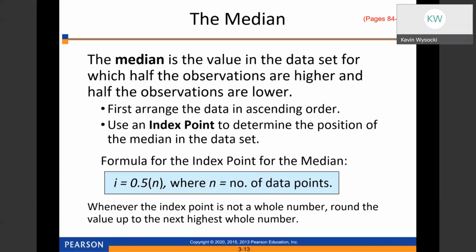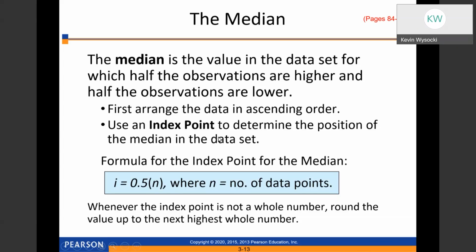The next measure of central tendency is called the median. The median is the value in the data set for which half of the observations are higher and half of the observations are lower. When you hear the word median, like the median in a road, it splits it right down the middle. So half of the data values are below the median, half the data values will be above. In order to do this, you have to first arrange the data in ascending order. In Microsoft Excel, you highlight the data, and it's one button.